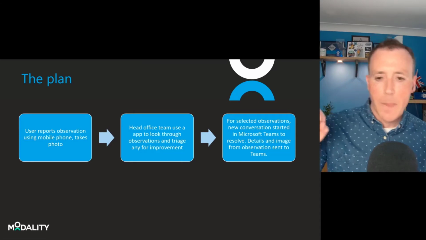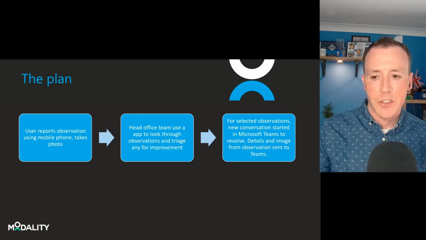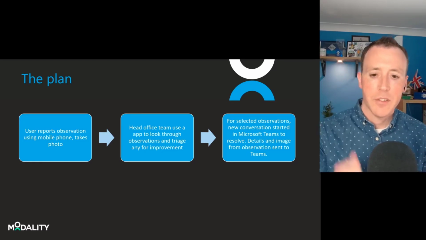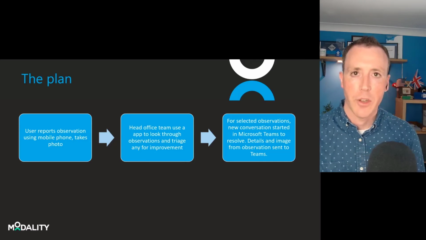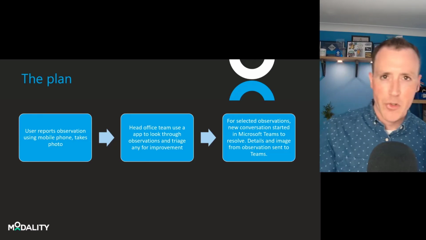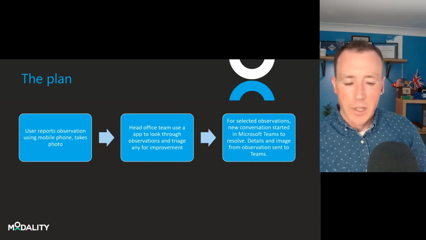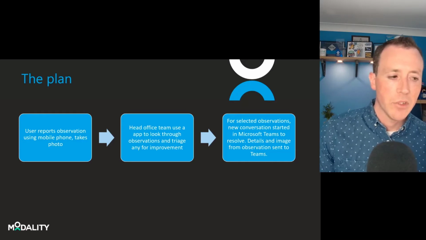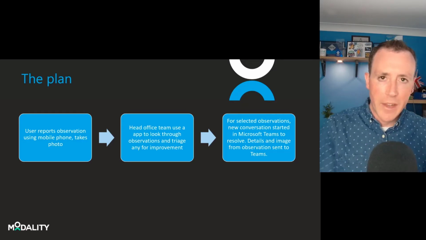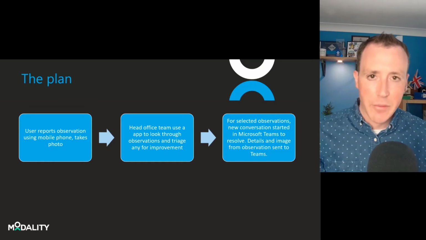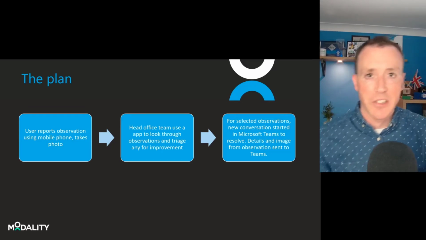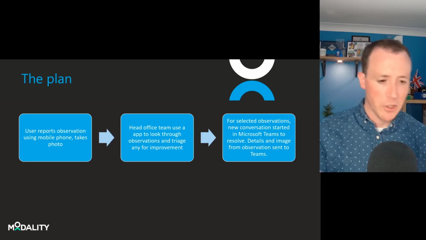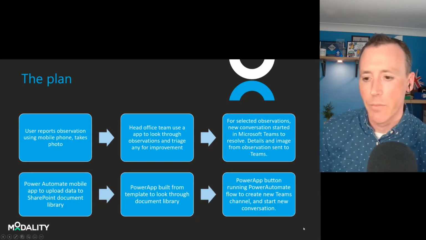This is the plan. The user reports their observation using their mobile phone, takes a photo. Somehow they get it into the system. Head office has some kind of app to look through those photos, the observations, along with any messages, and triages them for improvement. Then for some of those selective observations, they can start a new conversation in Teams and resolve those problems. And when that happens, the image, the details, everything that is needed to solve that problem gets shipped into Teams where the conversation is happening to get the problem resolved. Cool, sounds good. So how are we actually going to do this?